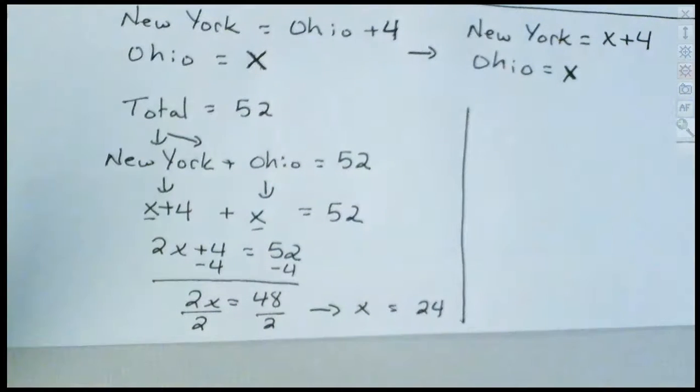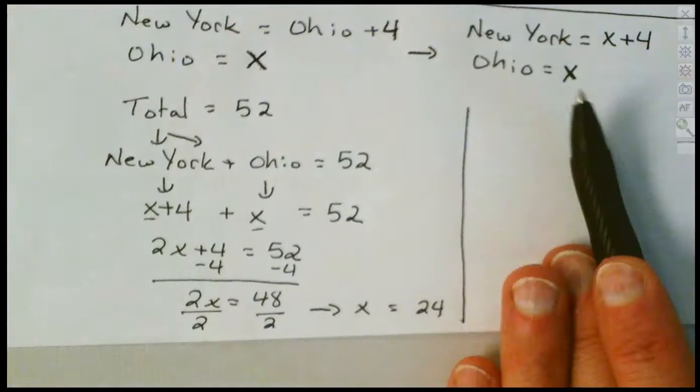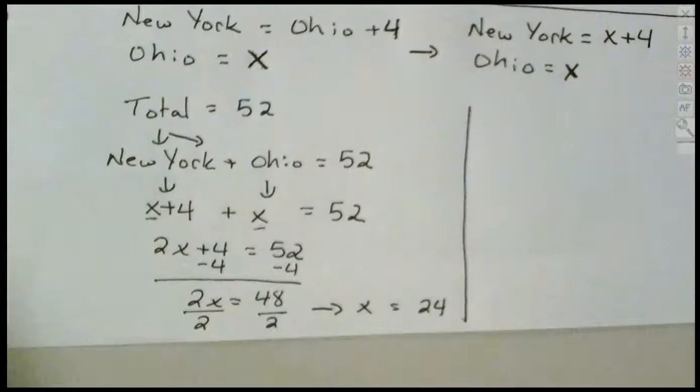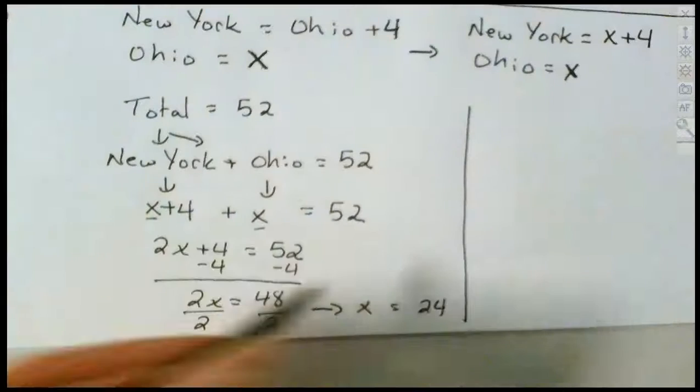But that is not our answer. We cannot stop here. That's only part of it. So we got x equaling 24. So what does x go with? Let's go back up and look. What does x go with? Okay, x goes with Ohio. So the 24 goes with the Ohio. So Ohio has 24 screens.